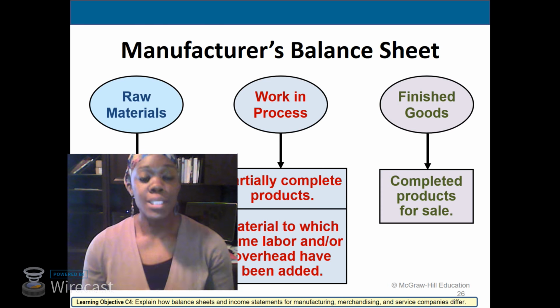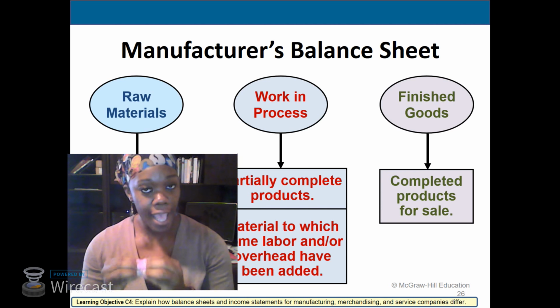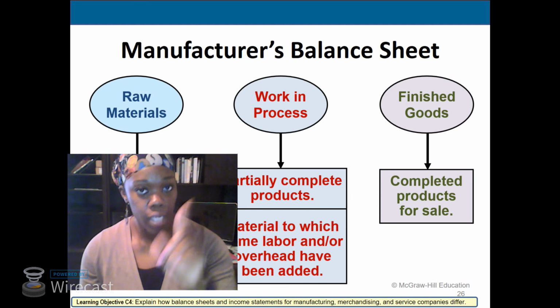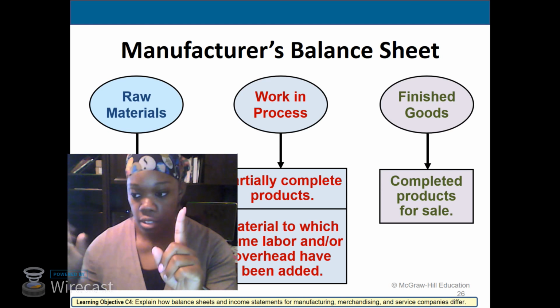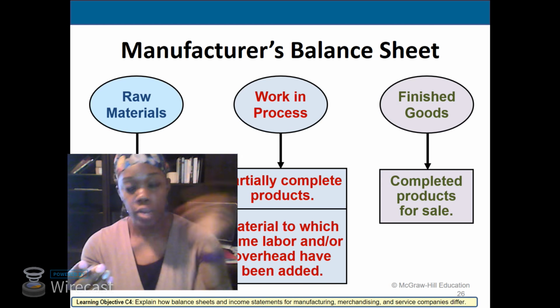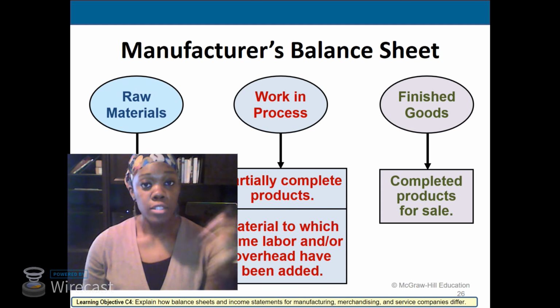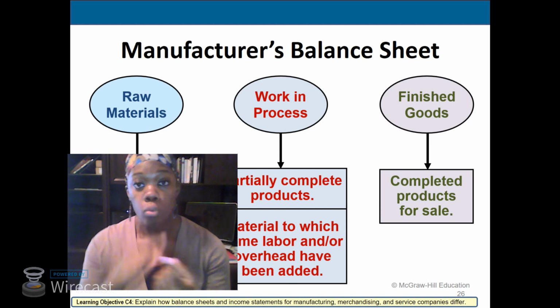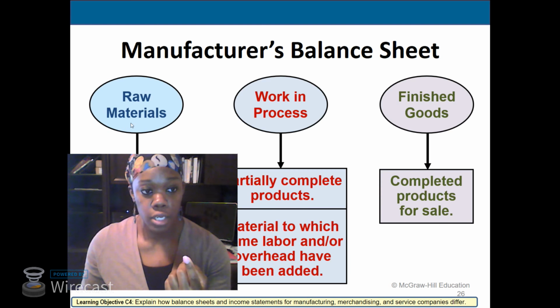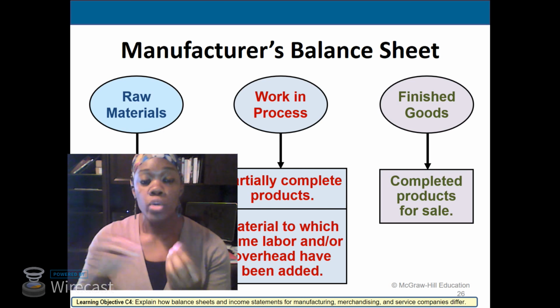All right, so what's going to happen is, previously we had one account called inventory. It was just the inventory that we bought and then turned right back around and sold out the door. Now we're buying all of these, what we call raw materials listed here, and we're converting them.